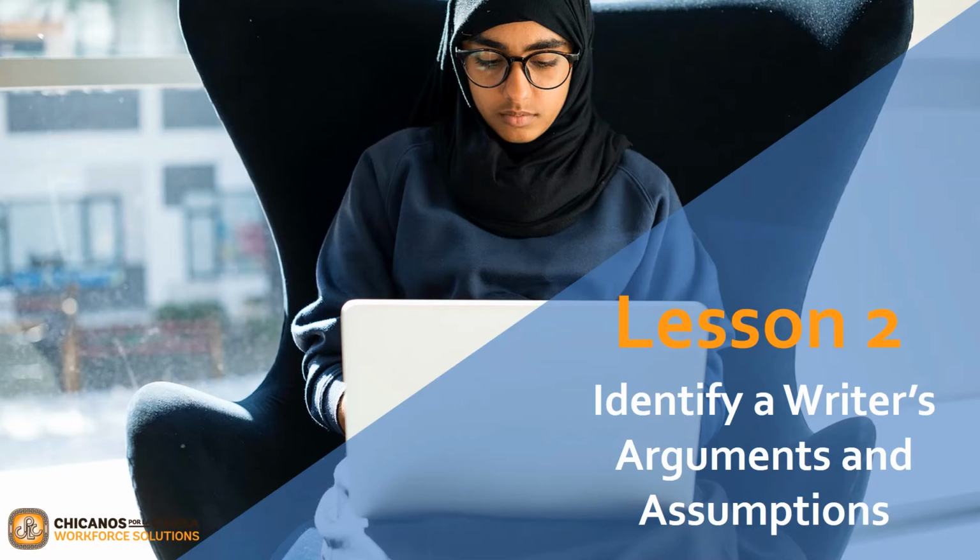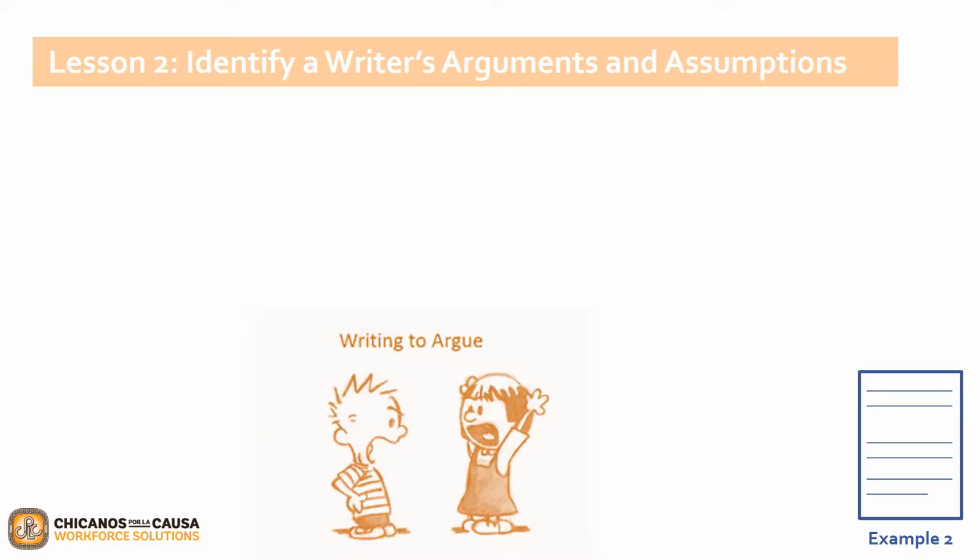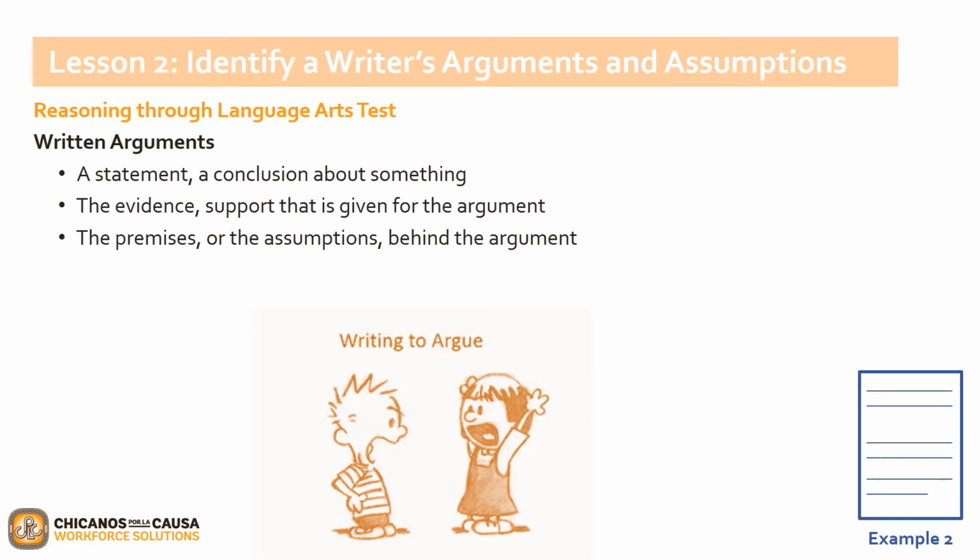We are now moving along to lesson 2, identify writer's arguments and assumptions. Based on page 86, you learn about written arguments and the basic parts needed to compose a written argument. In the language arts GED test, you'll be asked to identify a writer's argument which consists of a conclusion or strong statement about a topic, which is supported by evidence based on facts, details, and experiences. Be mindful that a writer's argument will not always be visible within their writing, but they will make assumptions about the topic throughout the passage.